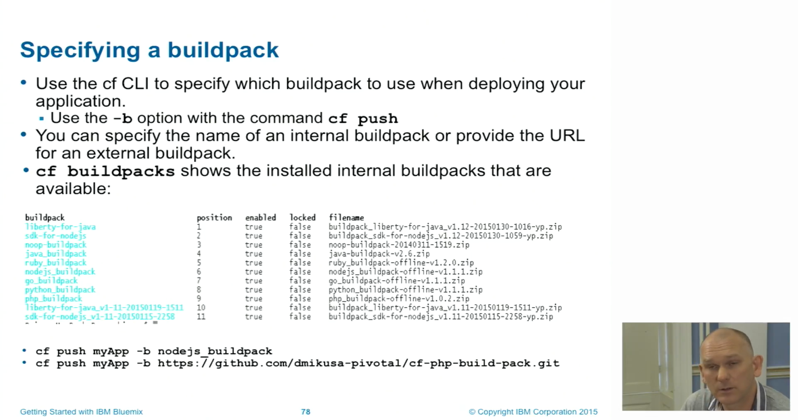To specify a build pack, I can either use the build pack name, which is the left-hand column output from the cf buildpacks command, or I can specify a URL where an external build pack lives on the internet.